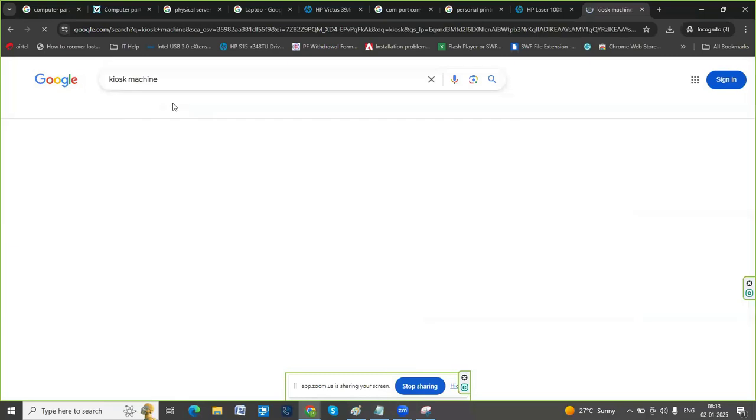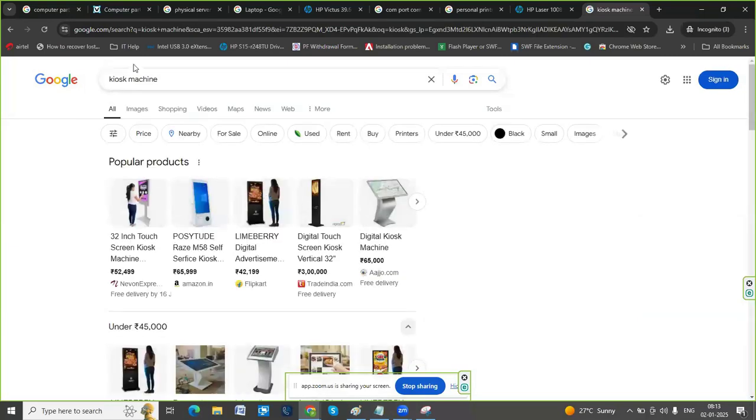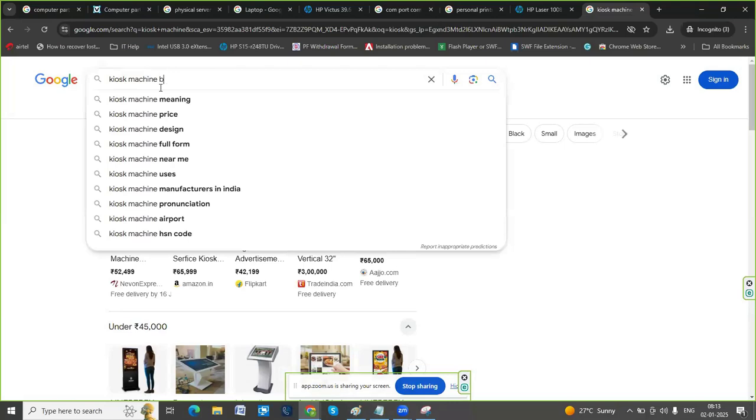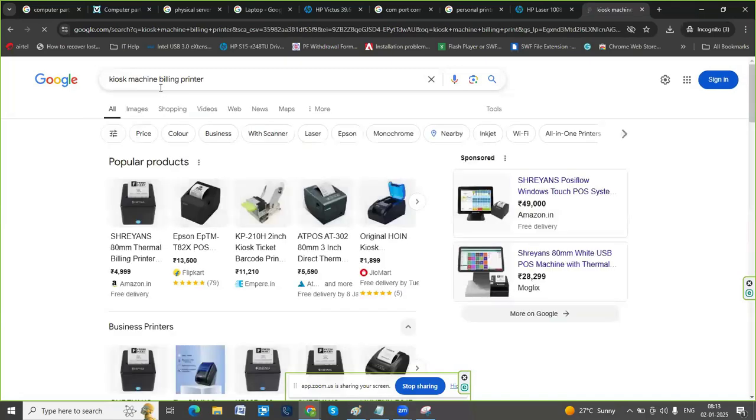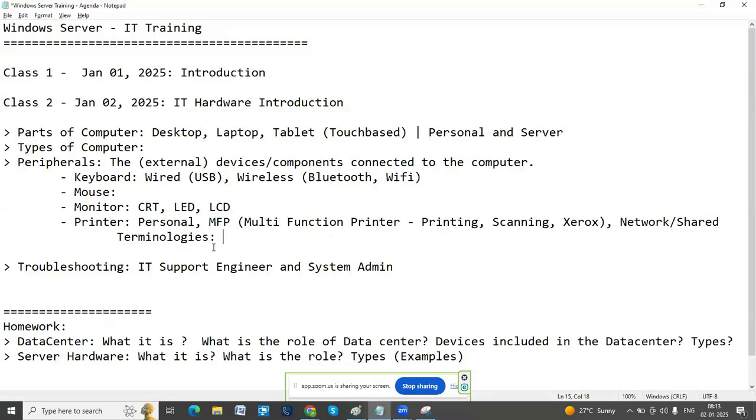The kiosk machine has a billing printer included, which gives the information: what is the amount, this is the amount. That slip they generate, but how? It is included as part of the computer. Coming back to the same technology here, a kiosk machine is also one of the computers. We can add it here: desktop, laptop, tablet, or kiosk.